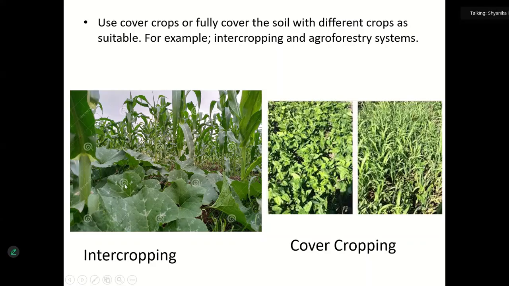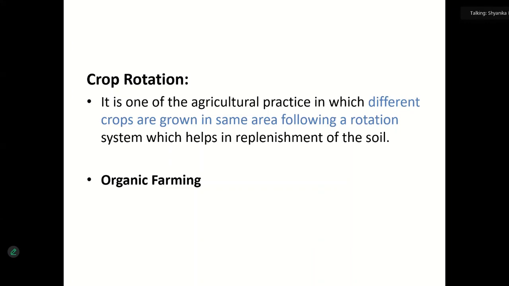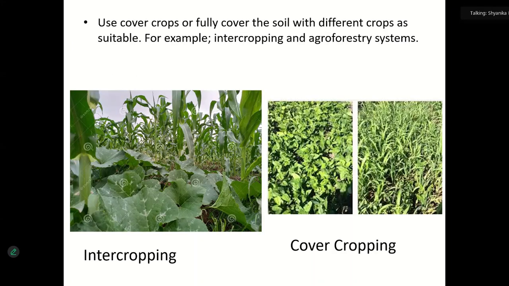And then the other method is intercropping, right? So if it is an already degraded land, intercropping is also very useful. If it is an agricultural area, we can practice intercropping, so that different plants are growing at the same time.